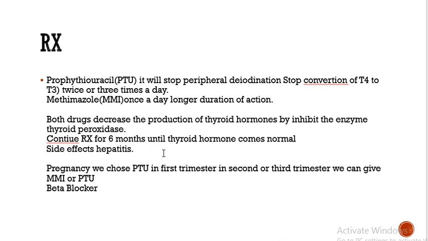So in pregnancy, this is very important. In pregnancy, we use PTU in the first trimester because the first trimester is for organogenesis. If you give another drug in that trimester, it can be iatrogenic, it can damage the brain or respiratory system or CNS. So in the first trimester we use PTU, and in the second or third trimester we can give MMI or PTU. And as I talked about, in hyperthyroidism there will be tachycardia. So avoid this. We also use symptomatic treatment like beta blockers.